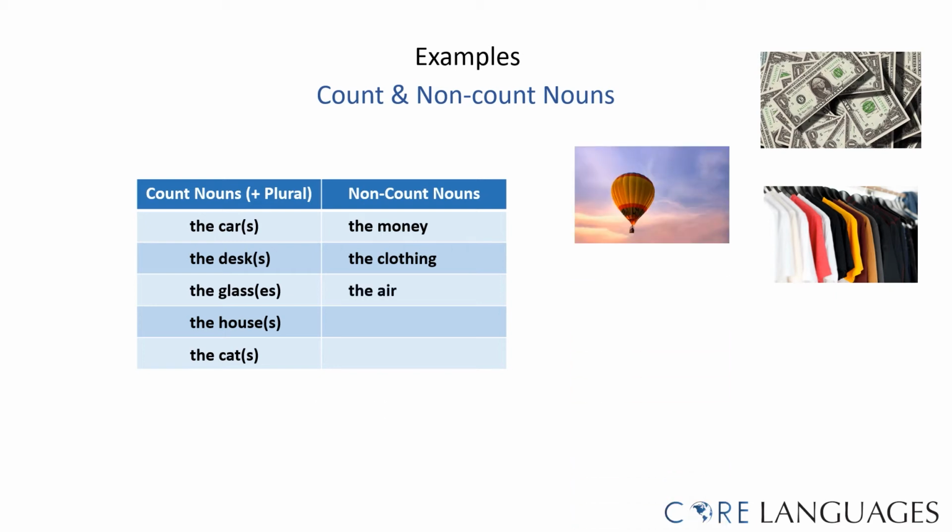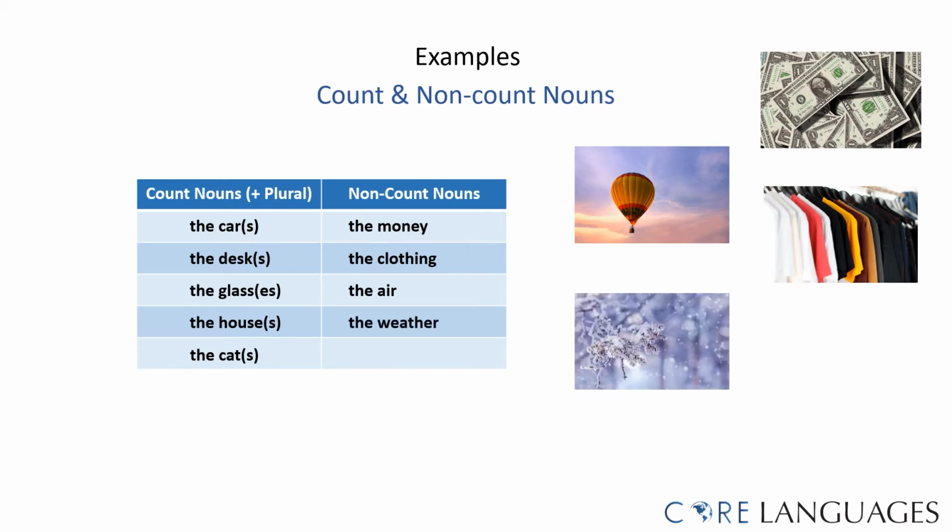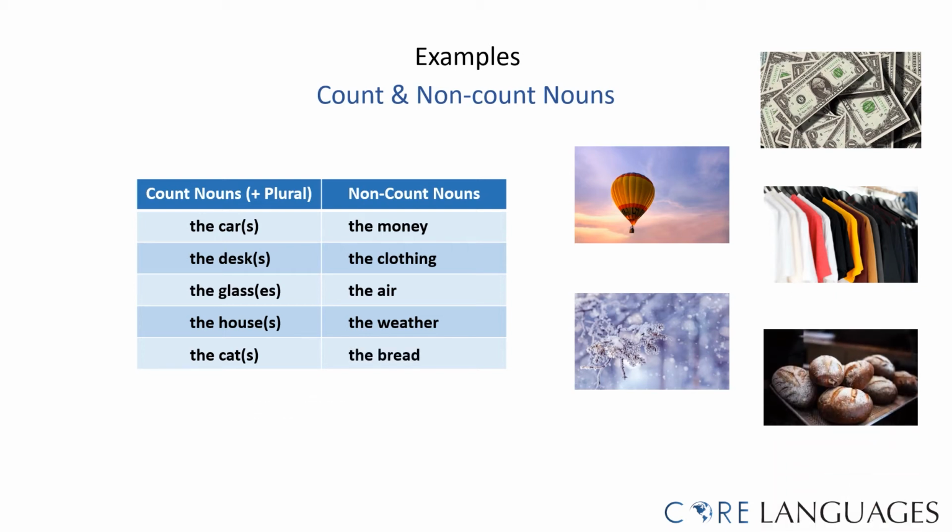The air. You could say volume or volumes of air. The weather. You could say type or types of weather. There are different types of weather. But it would be incorrect to say there are different weathers. The bread. You could say, this is a loaf of bread, or I have 2 loaves of bread.